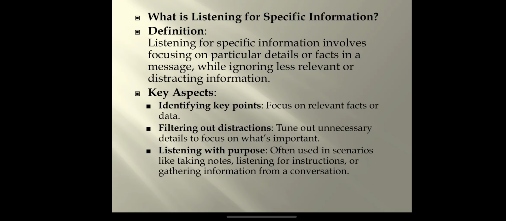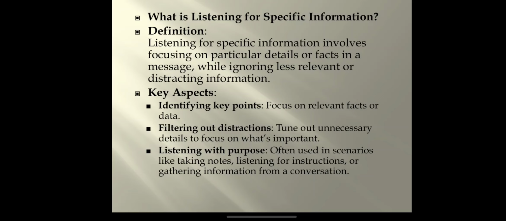Now moving on to listening for specific information. Listening for specific information involves focusing on a particular detail or fact in a message while ignoring the less relevant or distracting. The best example is while we are sitting in a railway station, we listen to the announcement. We listen keenly till the train number or the train name is said.